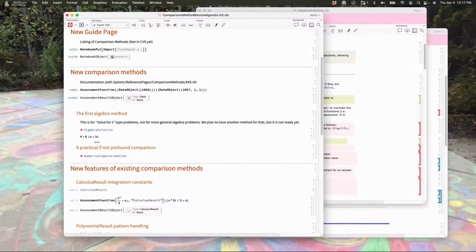Right. We plan to have another comparison method called algebra result, but it's not ready for 14.1. But in that case, it might not be. That's a totally obscure thing. Those are, we can talk about names. Yeah, algebra result is consistent with the existing names we have.